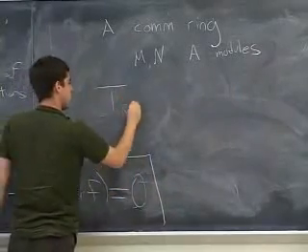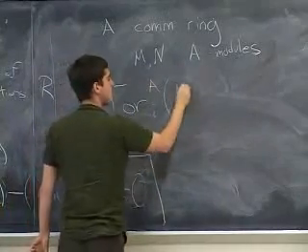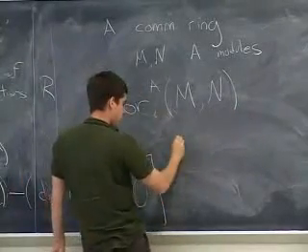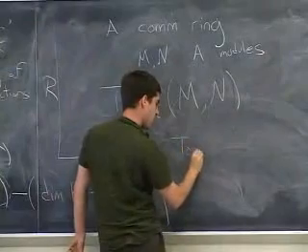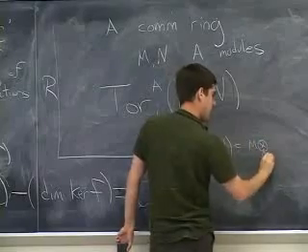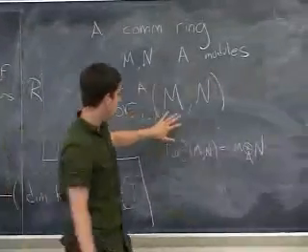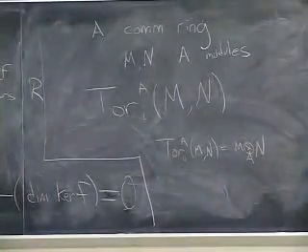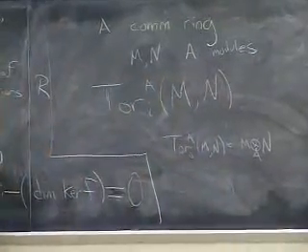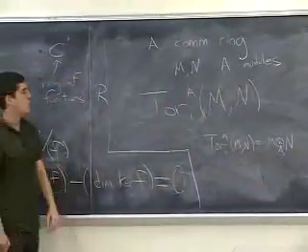Then you can define some new A modules, which are called Tor_i over A of M with N. And these have the property that Tor_0 over A of M with N is just the tensor product of M and N. And these higher Tor_i's, although I won't review the definition, are some kind of correction terms that help you out when this naive tensor product is behaving badly on its own.